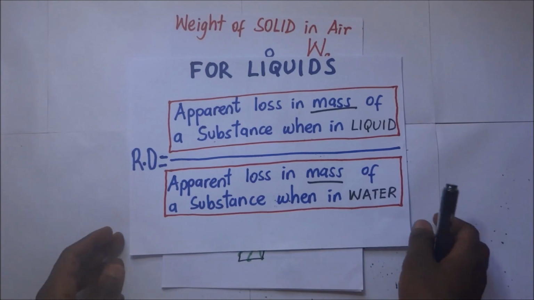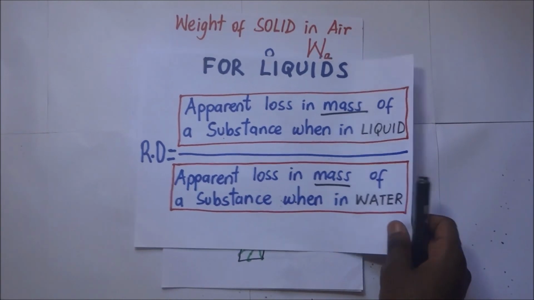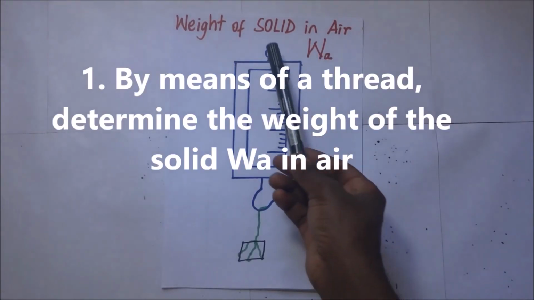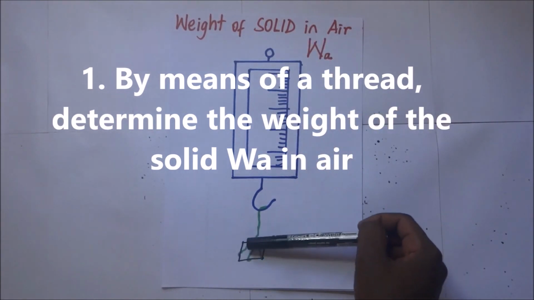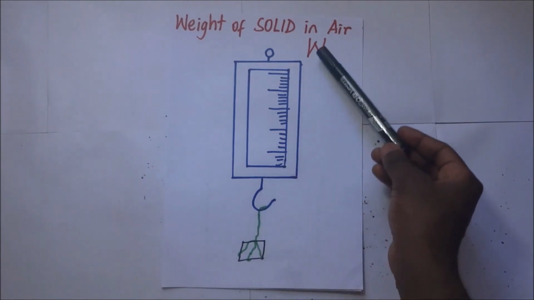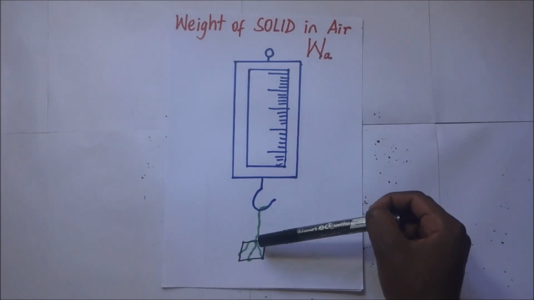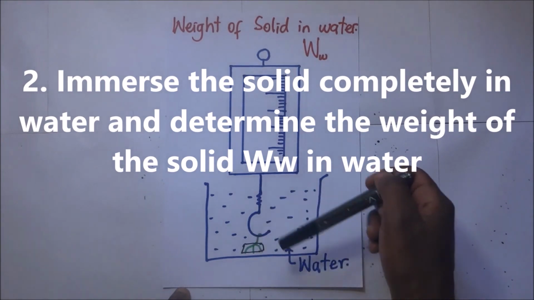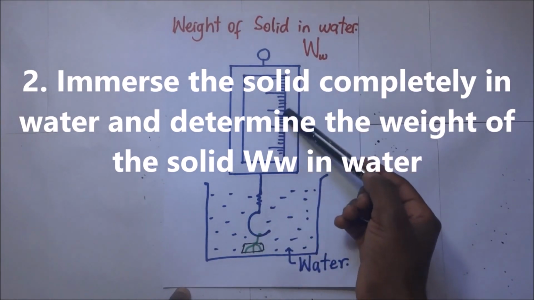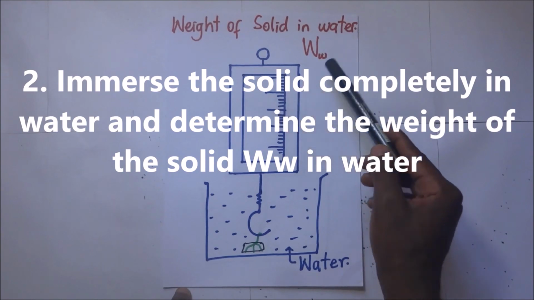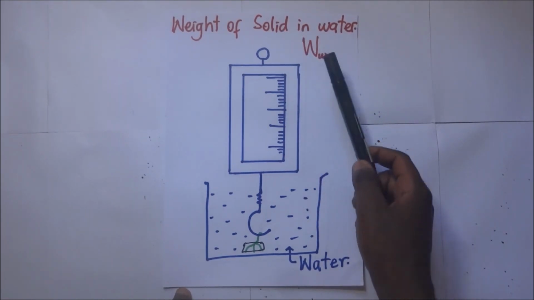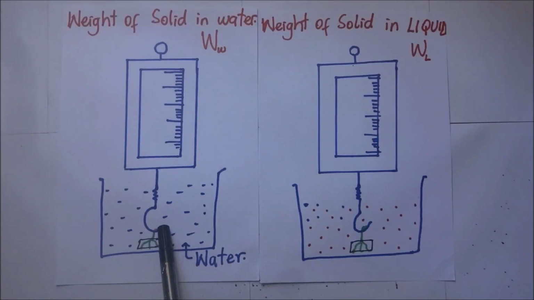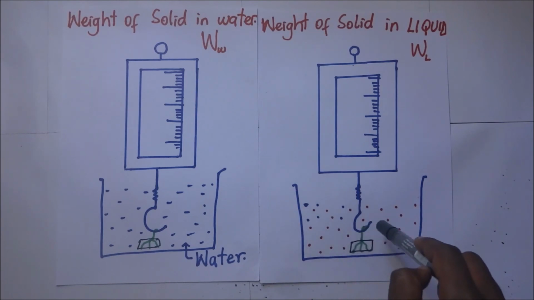So to verify this experimentally, we're definitely going to get our weight of the solid when it is in air. This is our spring balance and this is the solid or the substance. So we're going to get our weight of this solid when it is in air. Then we transfer that solid and we completely immerse it in water. And we take the reading on the spring balance, and that becomes our WW, which is the weight of the solid in water. After getting our weight of solid in water, then we take it away from water and we immerse it in a liquid whose density we want.